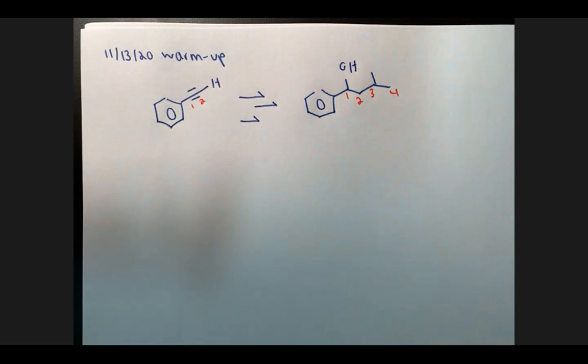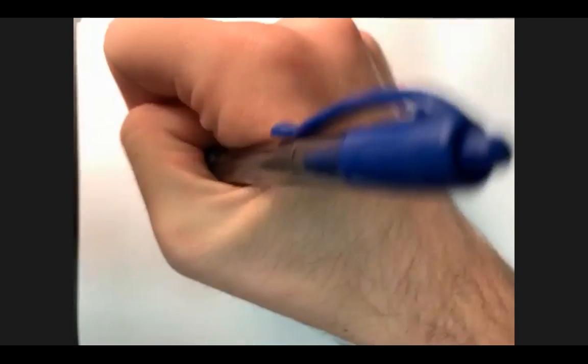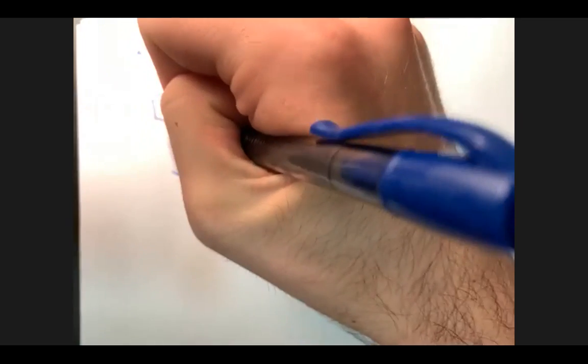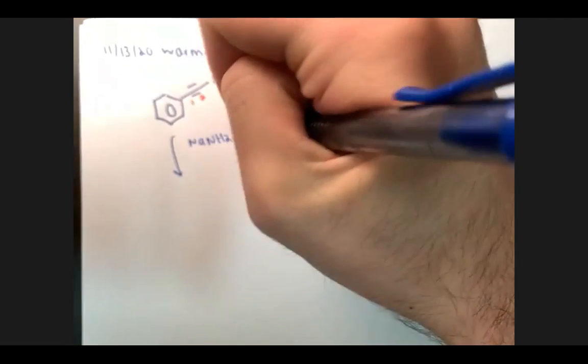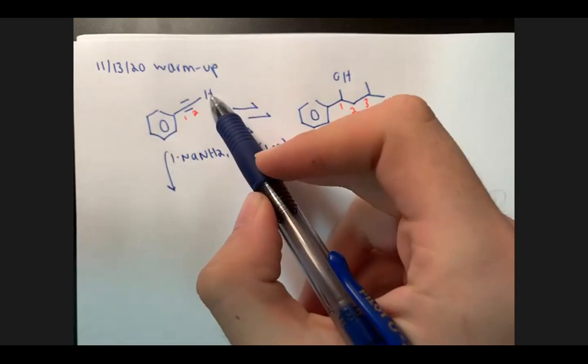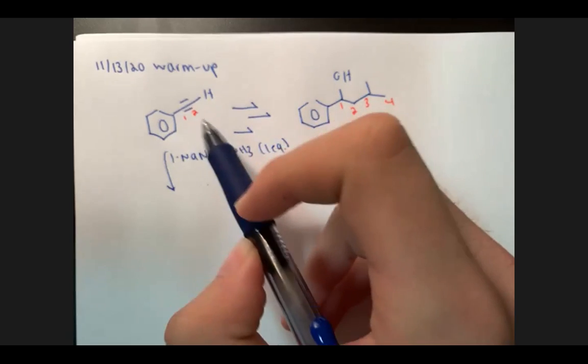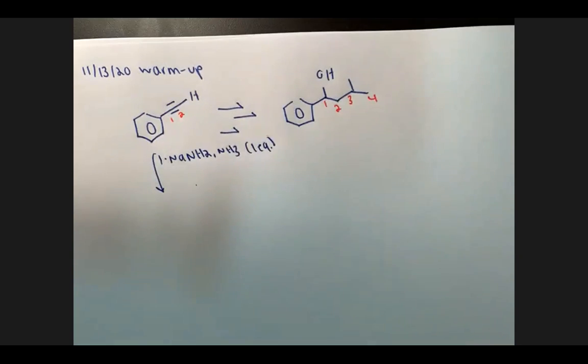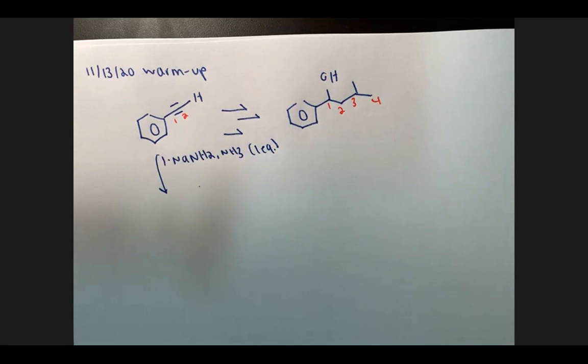That's the first idea. So what I'm gonna do is use some sort of base, so NaNH2, sodium amide, dissolved in ammonia. And I only need one equivalent because there's only one terminal proton, right? So I can call that step 1. And that's going to effectively remove that proton because that's a base, and we get the acetylide anion as the product from that first step.